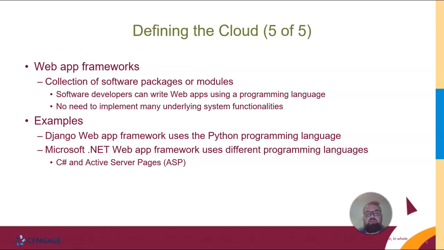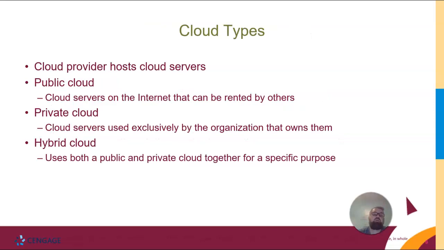Examples are the Django web app framework, which uses Python. If any of you have taken the Python class so far, you probably are familiar with Django. It's probably the most common framework for Python. And then Microsoft .NET Web App Framework uses different programming languages. So this is a little bit outdated, but C# and Active Server Pages. Nobody really uses Active Server Pages anymore. C# is pretty much the de facto standard for .NET at this point, for both web apps and forms-based apps.